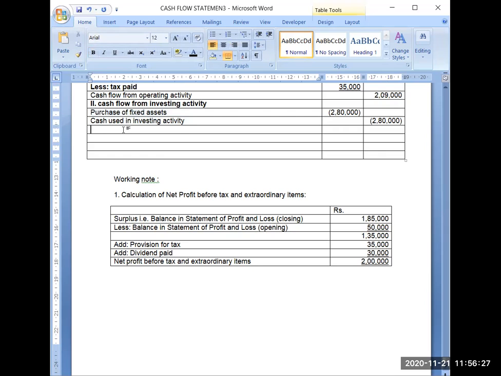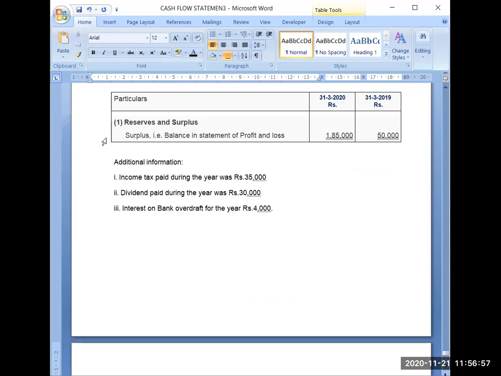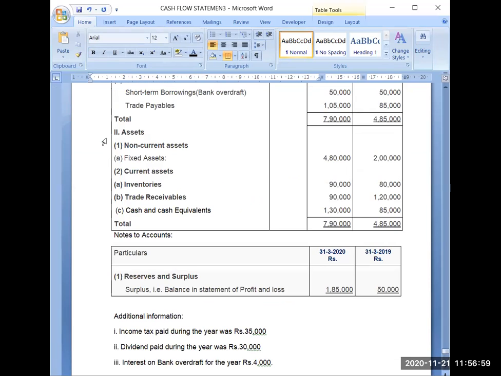Now coming to the third section, that is cash flow from financing activity. A lot of practice is needed for this chapter also. You have to learn how to prepare the notes, the working notes. Each and everything should be shown properly, neat and clean, with proper speed.